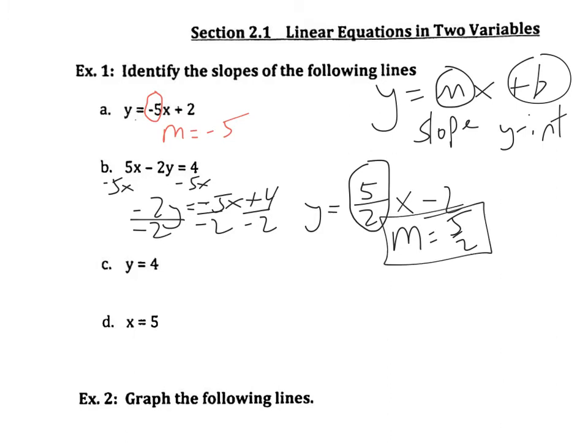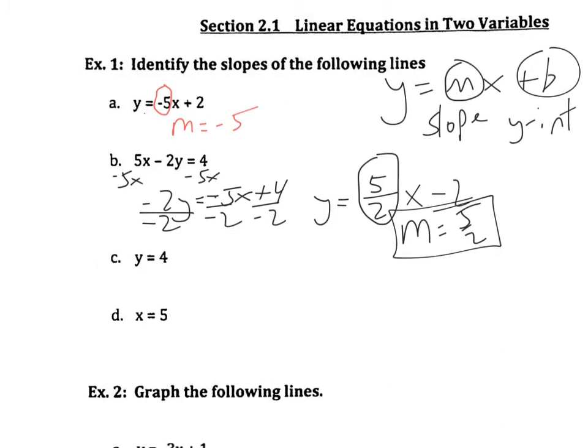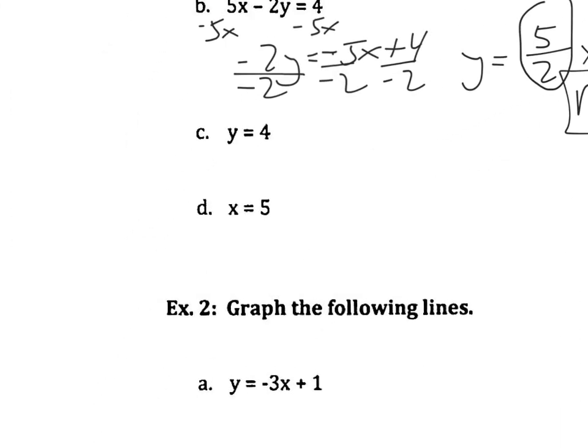Okay. The next two lines are a little different. We have y equals 4 and x equals 5. So I'm going to just take a second and think about what you think the slopes of these lines would be.